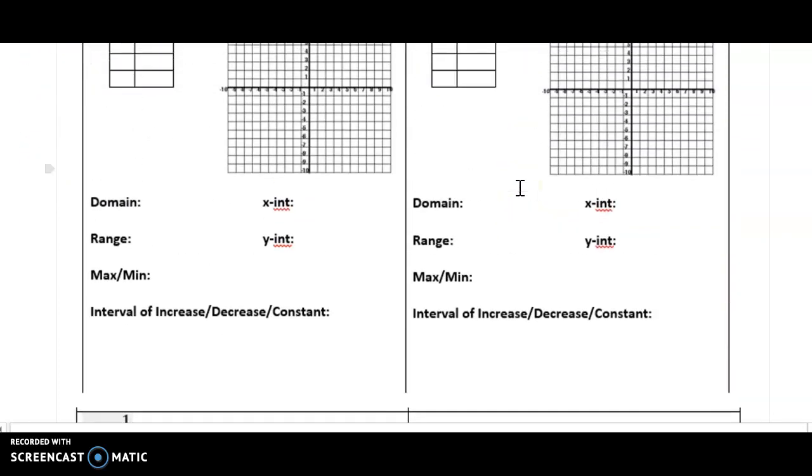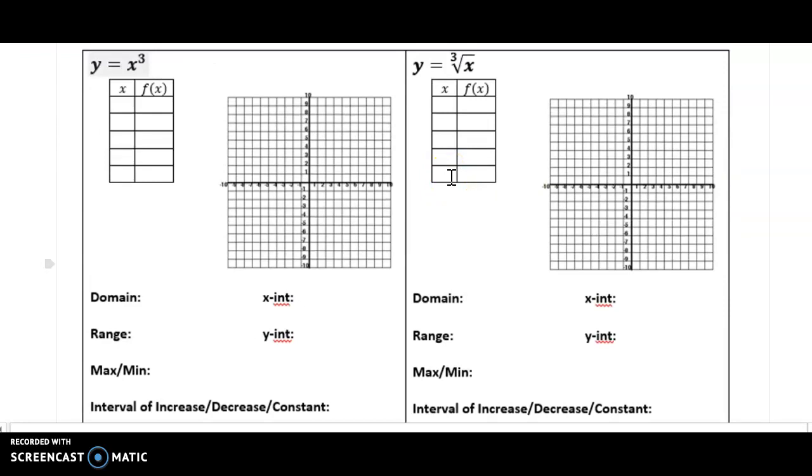We only have 3 parent functions left. And so y equals x cubed, and this is going to be a cubic function because it's y equals x cubed, to the 3rd power. Here again, I'm going to be able to go back to normal. There aren't going to be any issues with what I plug in for x. So I'm going to do -2, -1, 0, 1, and 2.